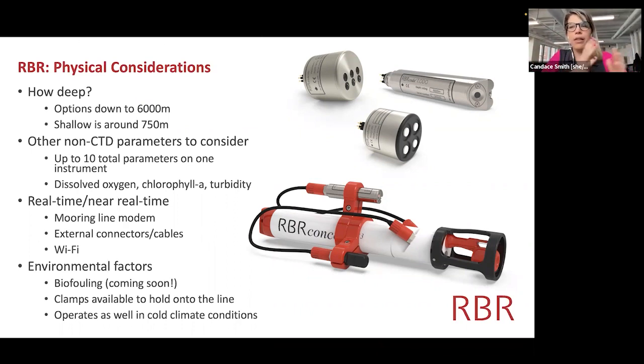So again, you want to think about the dynamics of where you're deploying it and how many clamps you need or how much backup tape you want to use. And RBR CTDs are well known for operating well in cold climate conditions. So if you freeze the CTD in, it works just as well as when it's thawed out. But again, the one thing to remember is that you have to consider the temperature piece.